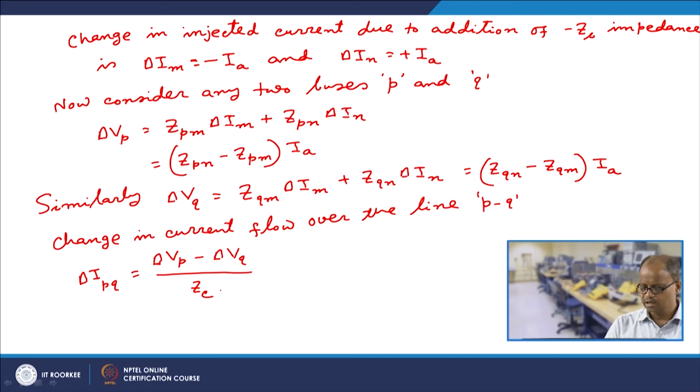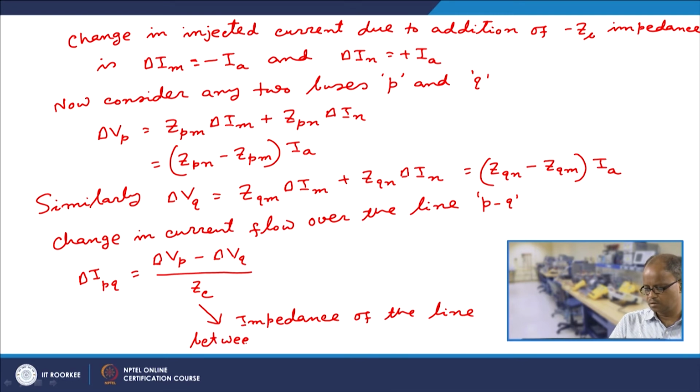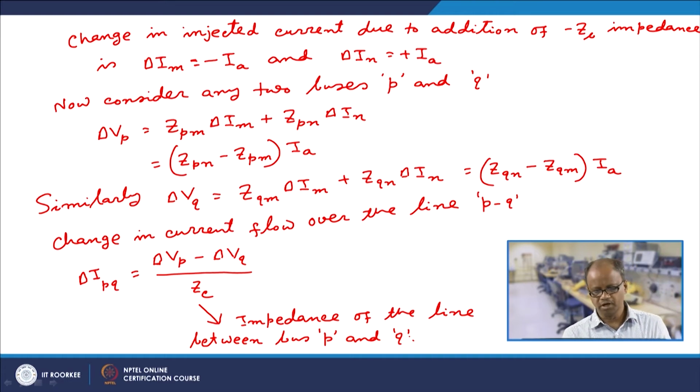What is z_c? z_c is the impedance of the line between bus P and Q, right. So, this is the impedance of the line between bus P and Q.